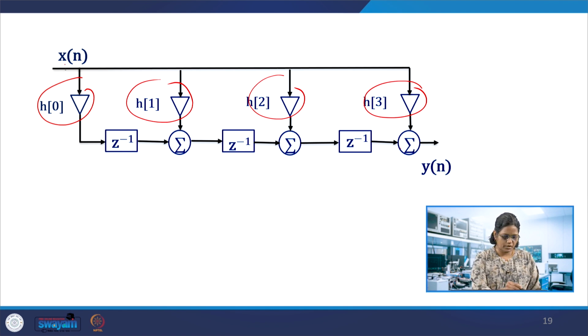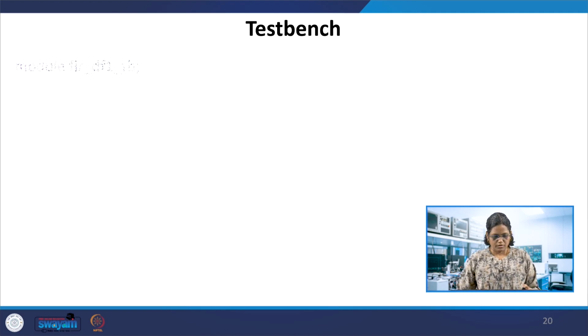So for this sum of products, the coefficients are initially stored during the initialization in the first always block, in the array h0, h1, h2, h3, and then you get the products of them whenever x appears. x comes one sample at a time, and the shift and add operation is given in the other always block. So for this, the test bench.